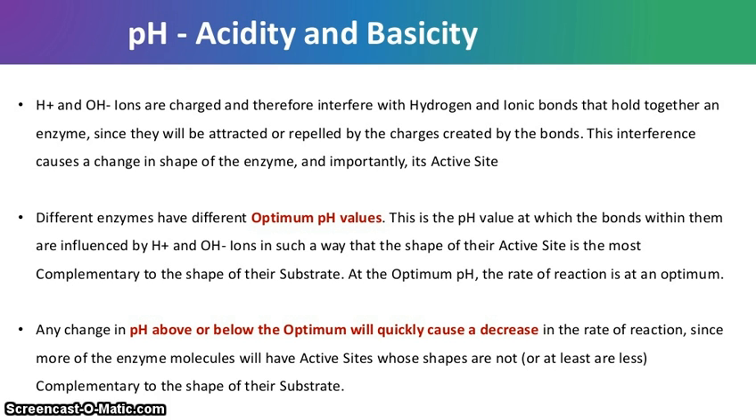Different enzymes have different optimum pH values. This is the pH value at which the bonds within them are influenced by H+ and OH- ions in such a way that the shape of their active site is the most complementary to the shape of their substrate. At the optimum pH, the rate of reaction is at an optimum. Any change in pH above or below the optimum will quickly cause a decrease in the rate of reaction, since more of the enzyme molecules will have active sites whose shapes are not, or at least are less, complementary to the shape of their substrates.